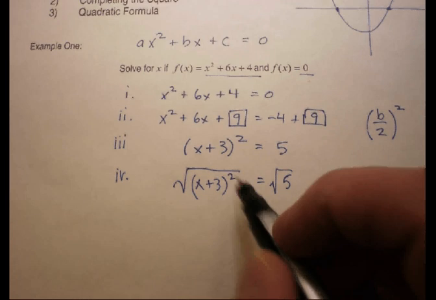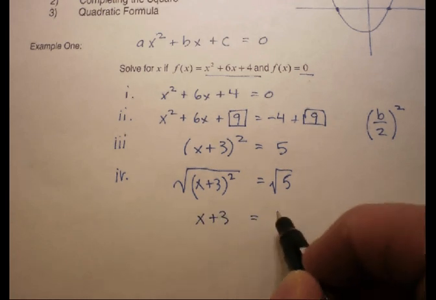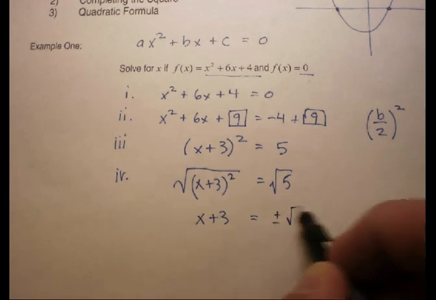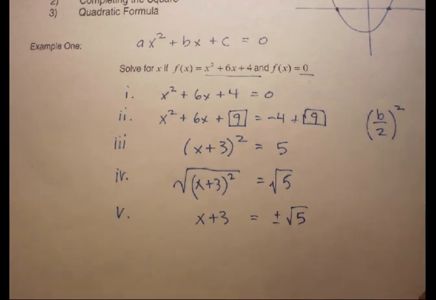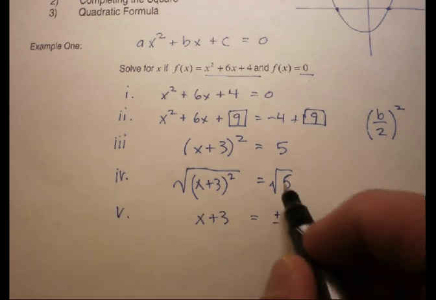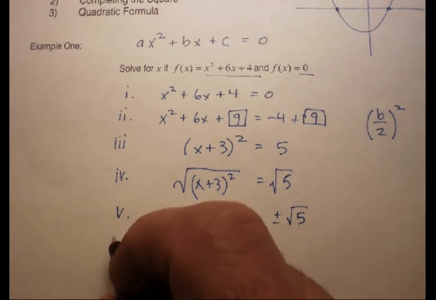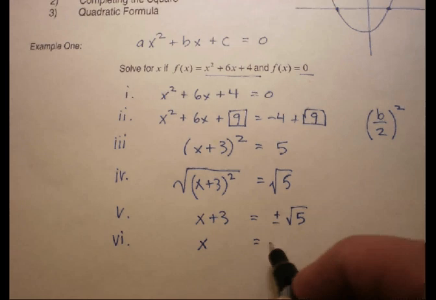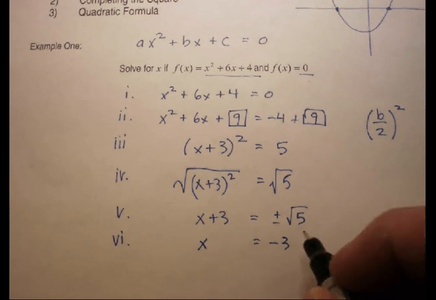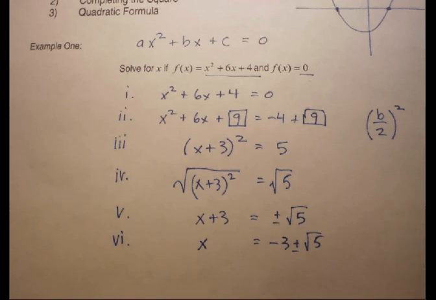That's going to make the square disappear, and I'm going to end up with x plus 3 is equal to plus or minus the square root of 5. Now notice I said plus or minus because I'm going to have a plus and a minus answer that would work here. Finally, this gives me x: subtract 3 from both sides, and I get x is equal to negative 3 plus or minus the square root of 5.